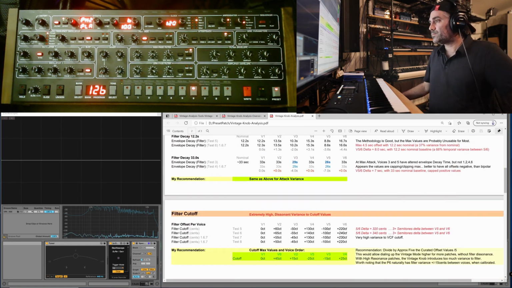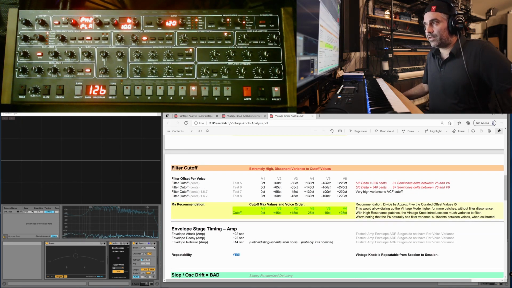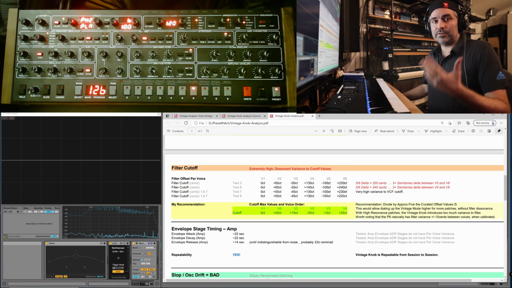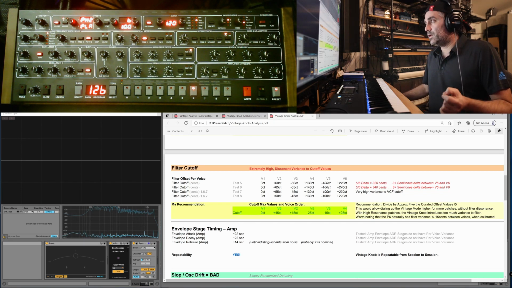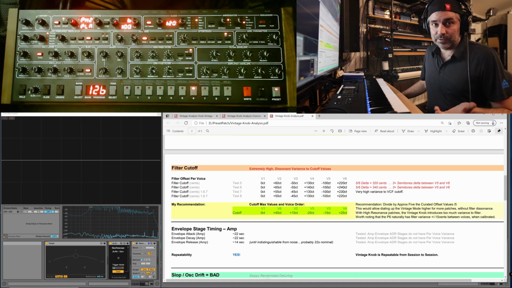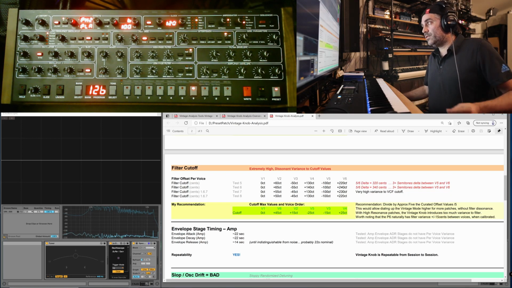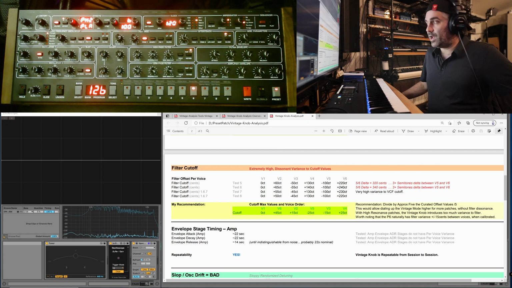Okay, and this is the last real focus point I want to jump into here, the filter cutoff per voice variance. And again, it's the same issue. The methodology of how it's implemented is great, but I just think the value ranges or the max values are way too high in this case. So this is voice 1, 2, 3, 4, 5, 6, just like before, and these are the offsets from nominal. The issue here is that these values are just extreme.